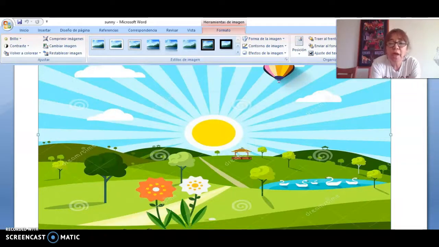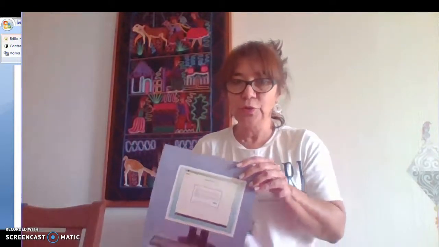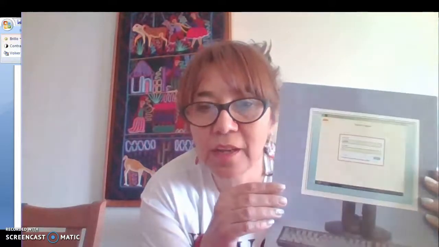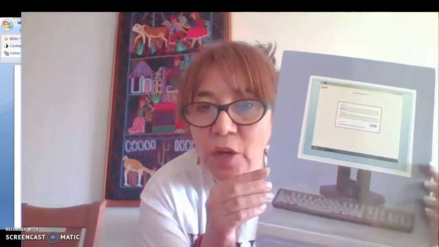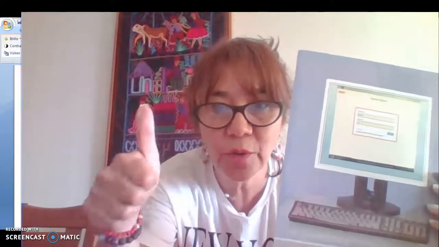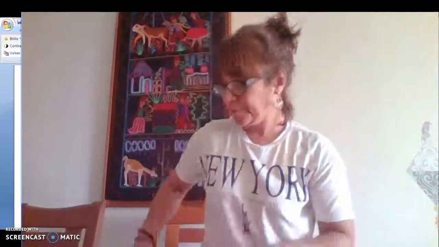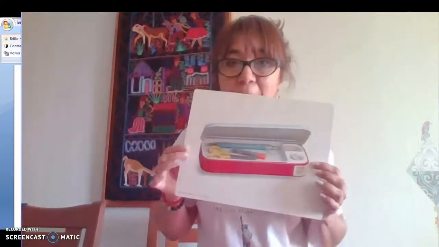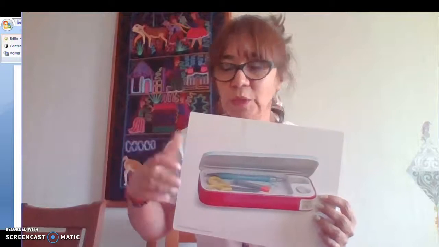Okay, so now let's remember the vocabulary. Okay, so look. Here we go. A computer. Yes, it's a computer. What's this? A computer. Very good. Excellent. And what about this? A pencil case. Yes, it's a pencil case. Very good.